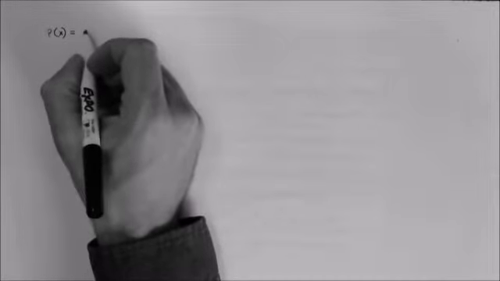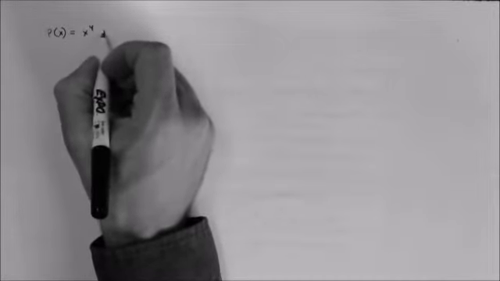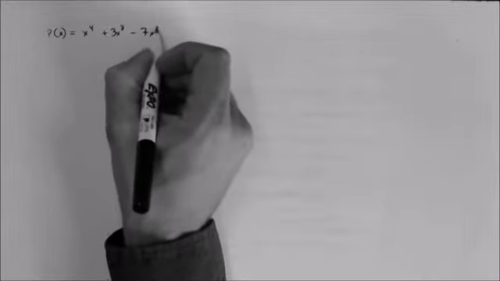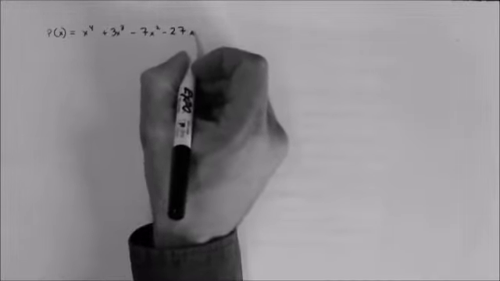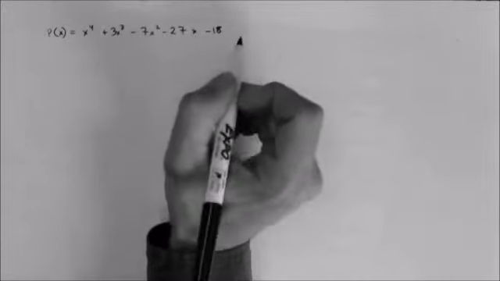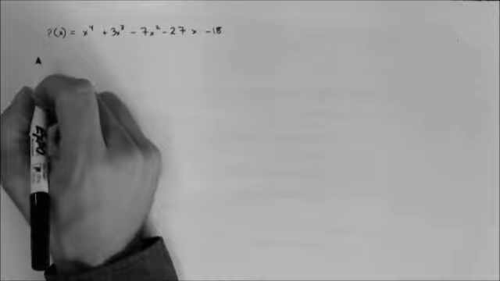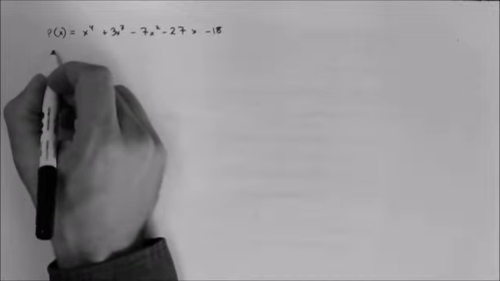So we're given this polynomial expression, and we are going to change that into a polynomial function simply by calling it p of x and say p of x equals x to the power of 4 plus 3x cubed minus 7x squared minus 27x minus 18. And we're going to use the integral 0 theorem.